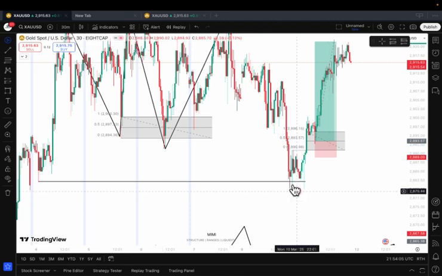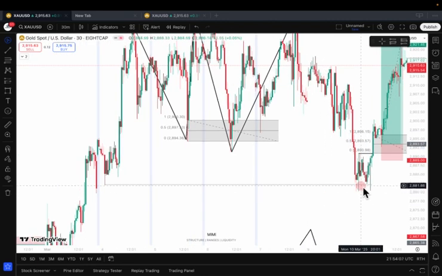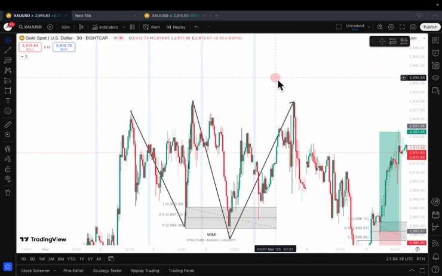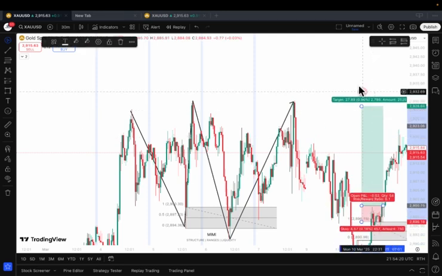But overall, once it is a wick, it is not a break of structure, it's not a change of character. For any break of structure to occur, it has to be with the body of the candle. Officially, break of structure is the body of the candle.